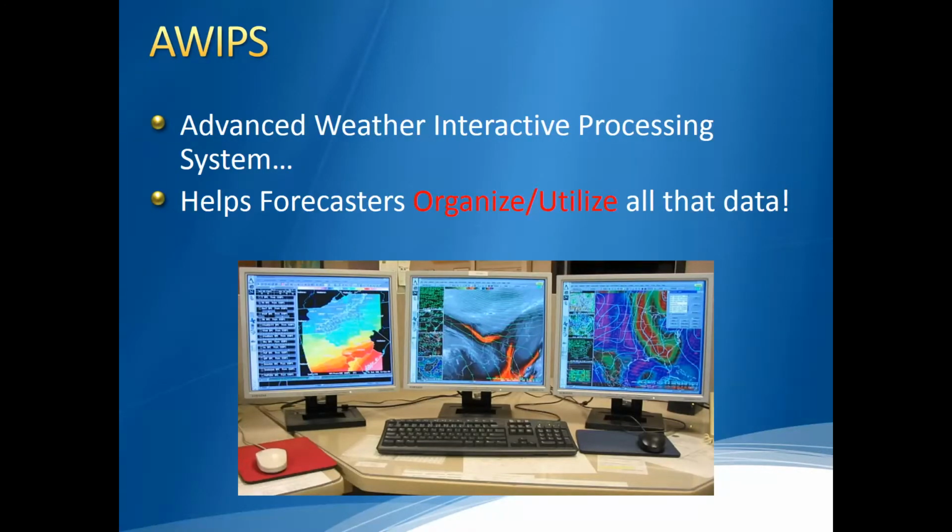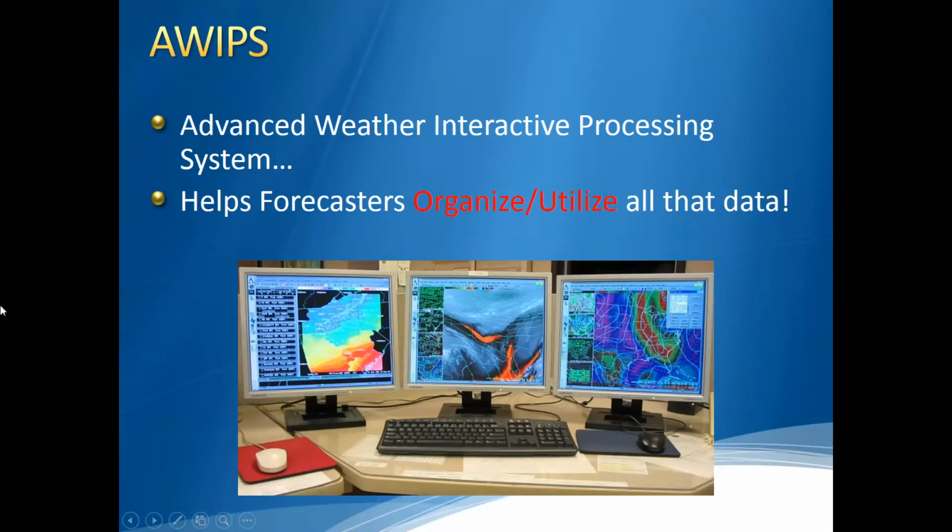One of those tools is what's called the AWIPS. AWIPS stands for Advanced Weather Interactive Processing System. And what this system does is it allows forecasters all across the nation to organize and use all of their data. And if you take a look here, this looks like a computer nerd's dream.